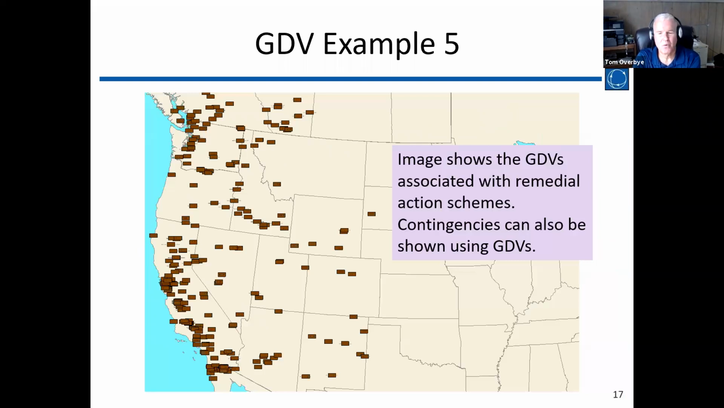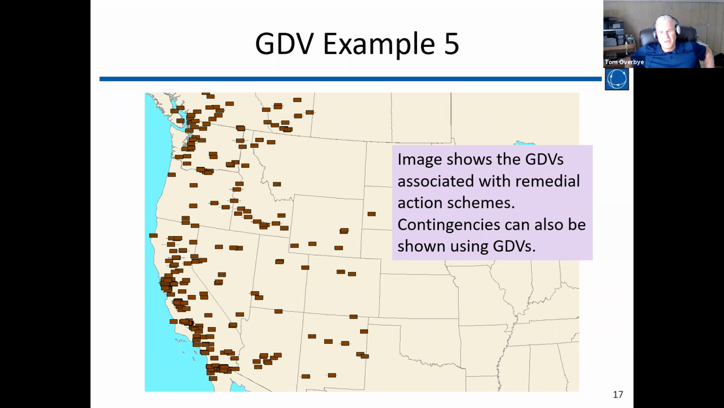Here's one where we were working on a project. This one I didn't give you the data on, but we wanted to visualize some data. We had contingency analysis results, like SPP gave us something like 250,000 contingencies, and we wanted to visualize that. So I created a Gdv of the contingencies. Here's a Gdv showing remedial action schemes.